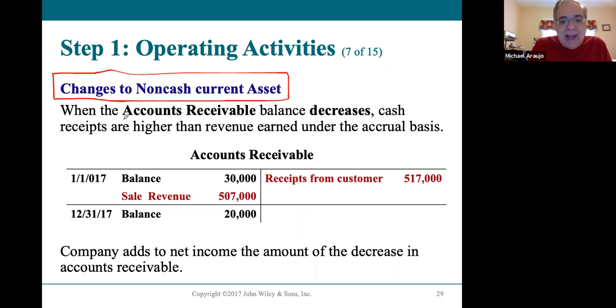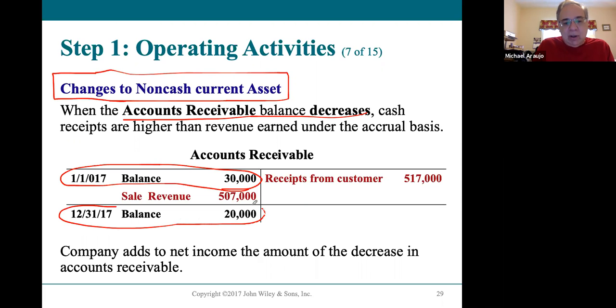So here we had an accounts receivable balance decreased. Okay, so the balance on January the 1st, as you see here, was $30,000. But at the end of the year, the balance was $20,000. Okay, now that means technically, when there's a decrease in accounts receivable, it means we actually have more cash.